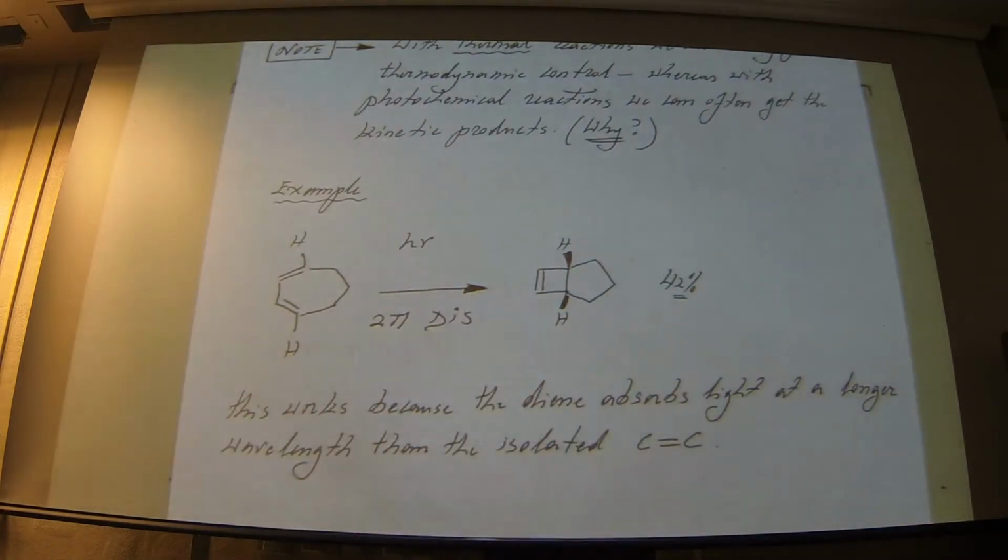Now, this process works for a very simple reason, and that is that the diene absorbs the UV, but the alkene does not. Okay, now let's think about that. When we talked about UV spectroscopy way back when, what did we say about the length of the conjugated system and the wavelength of absorption? Does anybody remember? This is kind of a fundamental thing that's going to come up again if you take quantum chemistry.